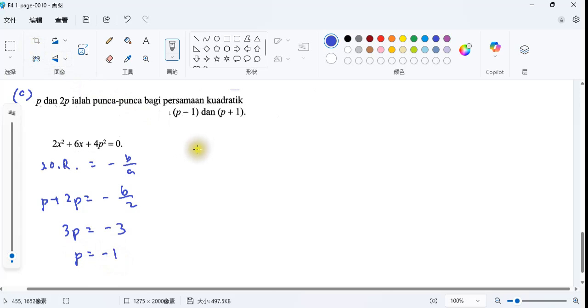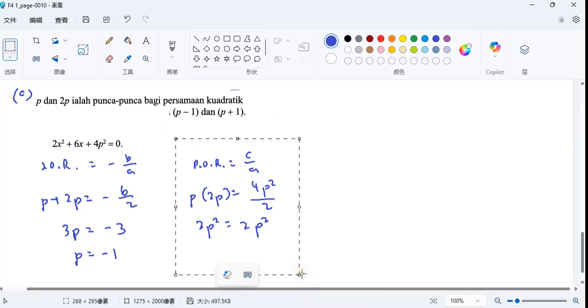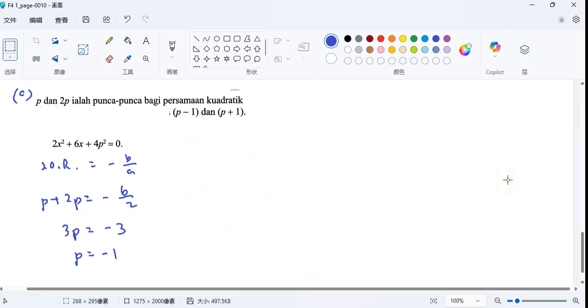And we can have the product of roots, which is actually c over a. So p times 2p equal to 4p squared over 2. So 2p squared equal to 2p squared. So this one we no need to do. We have p equal to negative 1. Okay.